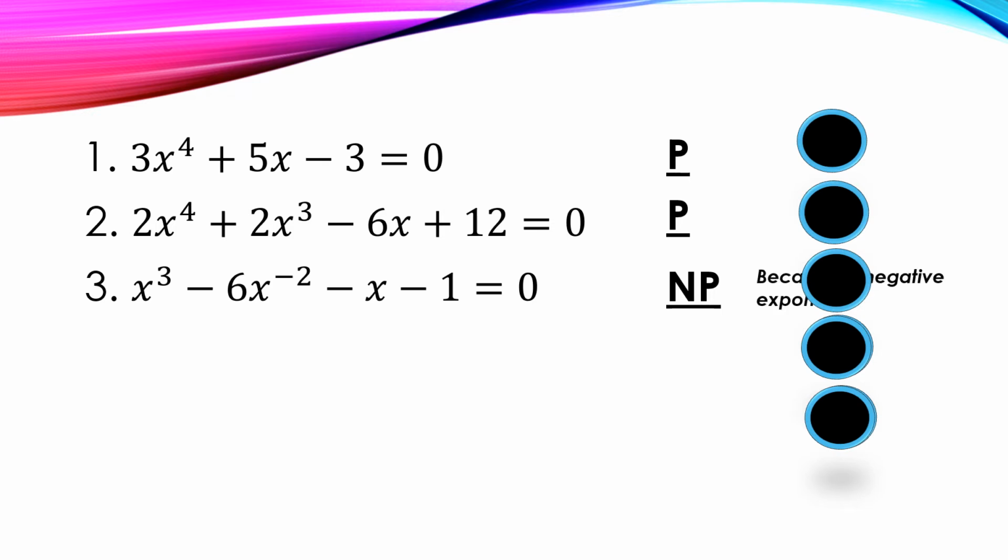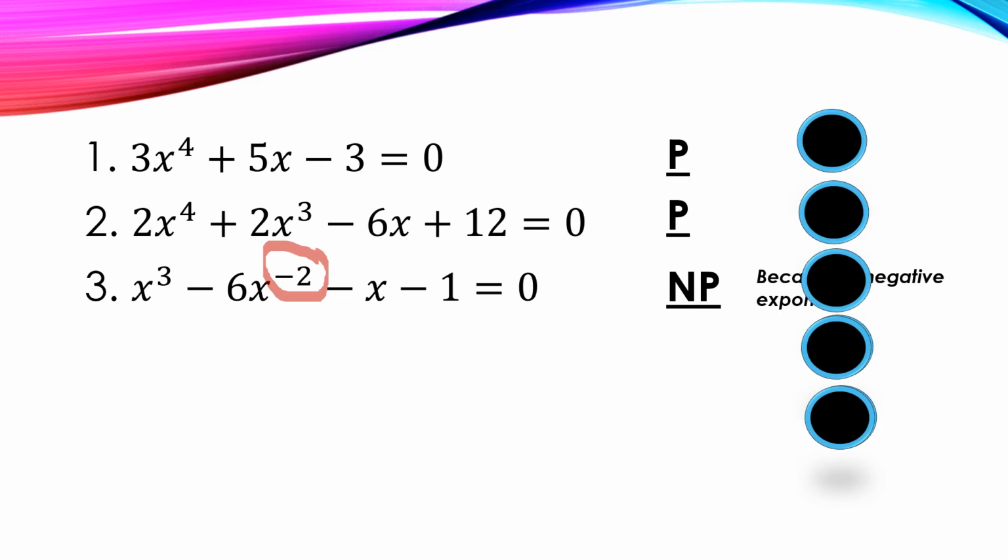Why? Because of the negative exponents. Ayan, take note of this. I hope nakita nyo rin ito. Ito yung naging error sa equation na to dahil nagkaroon siya ng negative na exponent. So again, sa definition natin ng polynomial equation, dapat ang kanyang mga exponents ay positive integer.